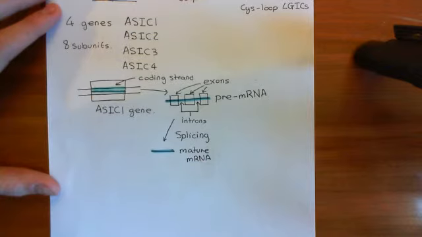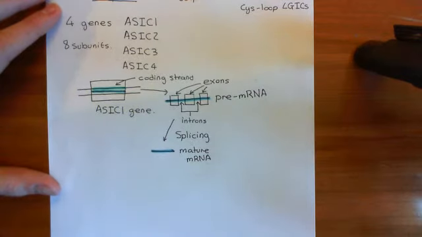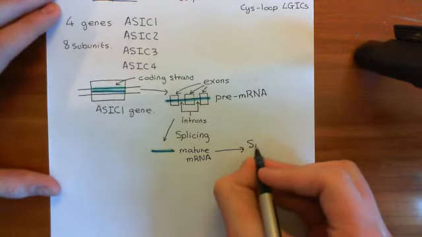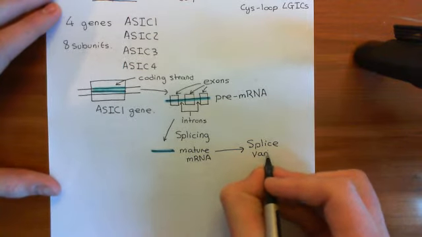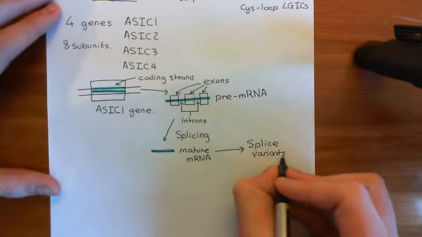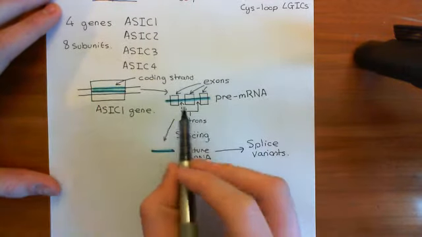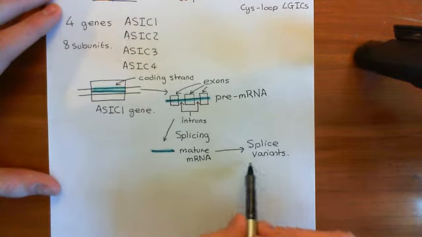So basically, you can produce multiple different mature mRNAs from the same pre-mRNA. And these different mature mRNAs will then go on to produce different proteins, and these different proteins are the different splice variants that you get from the same gene. So a single gene can produce multiple proteins, and these come about by variations in the splicing process and are hence called the different splice variants of that gene.